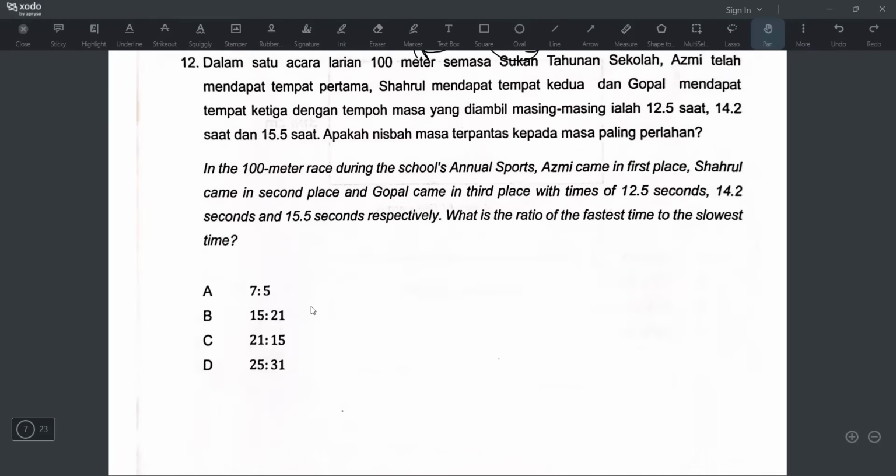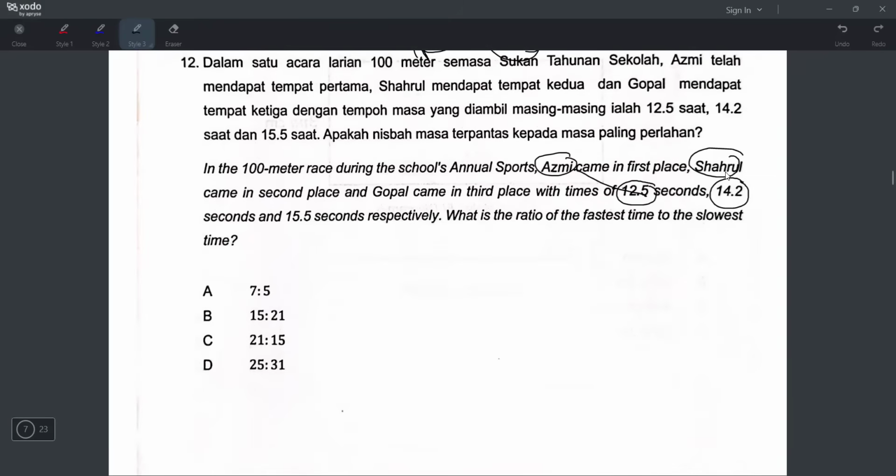All right, number 12. In the 100-meter race during the school's annual sports, Azmi came in first place, Sharul came in second place, Gopal came in third place. Okay, with times of 12.5, this one is Azmi. And then 14.2, this one is Sharul. And then 15.5, this one is Gopal.